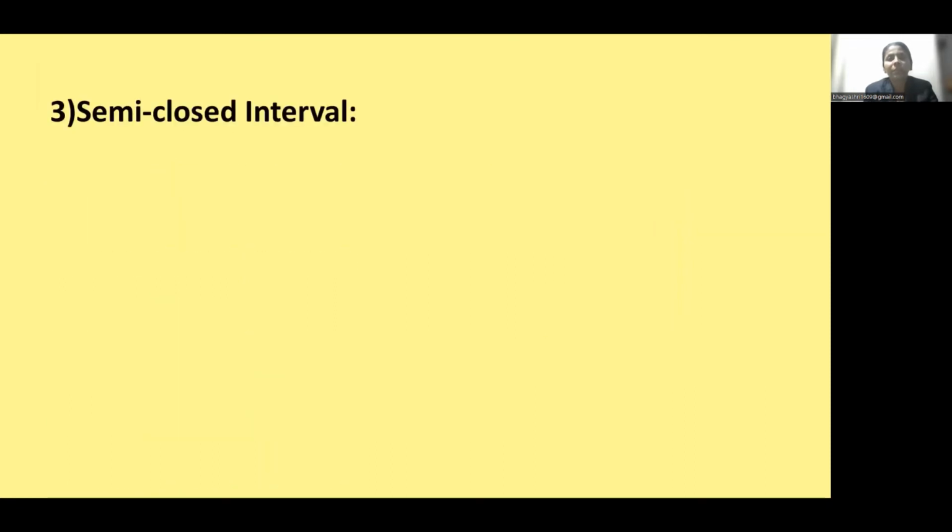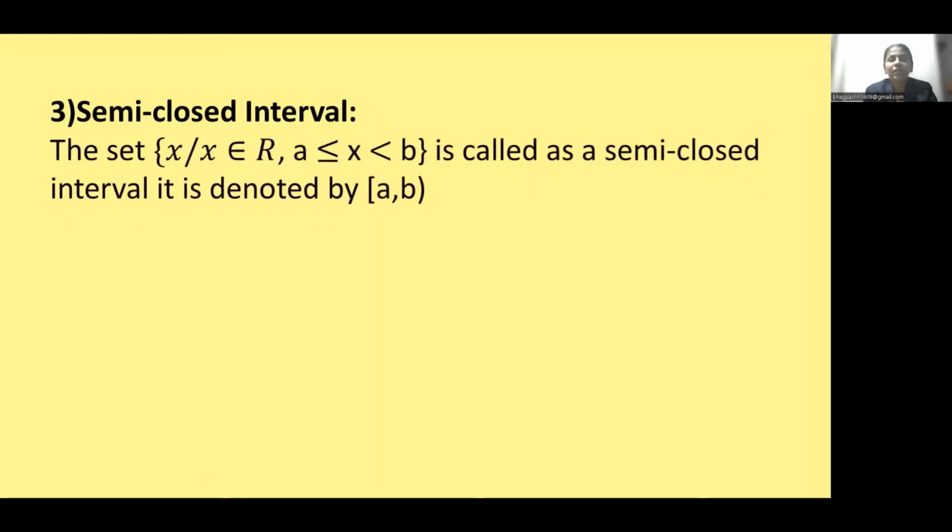The next type is semi-closed interval. The set of all X such that X belongs to R, A less than or equal to X less than B, is called a semi-closed interval. It is denoted by a square bracket A and B, which is completed by a simple bracket. Note that this is a semi-closed interval. Semi means half. So here half of the interval is closed and half is open.